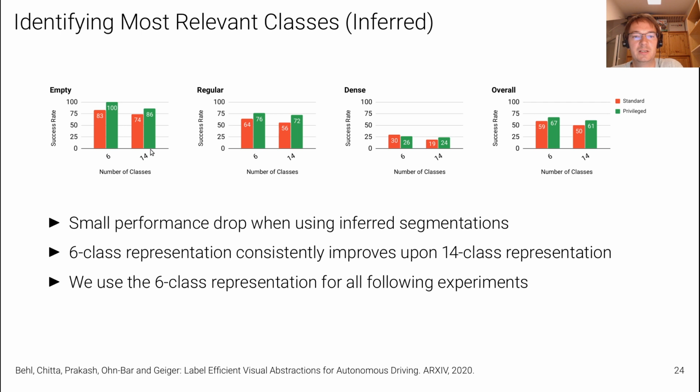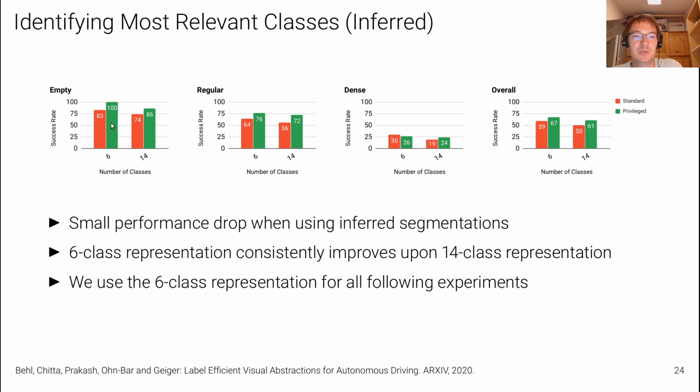We see that the performance is slightly lower than with the privileged information. However, the performance is actually quite on par, and in some situations can even be a little bit higher than with the privileged information, which is already an indicator that the quality of the segmentation might not necessarily need to be as good as for other tasks, for this driving task, because the control policy can compensate for some of the inaccuracies in the output of the semantic segmentation.